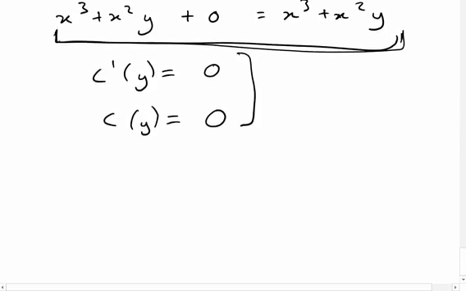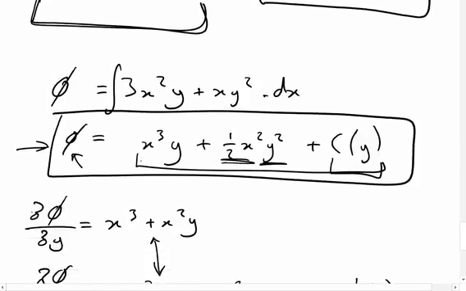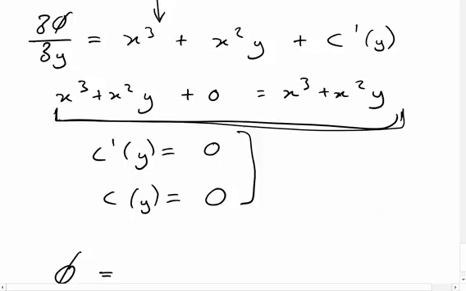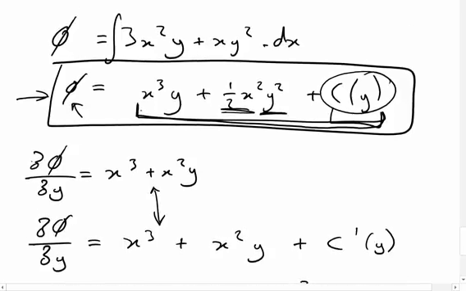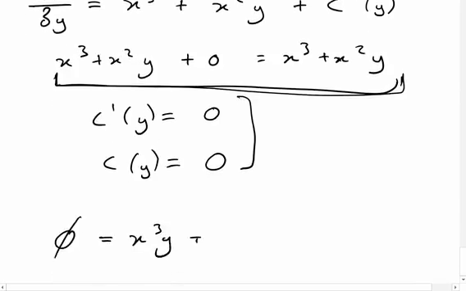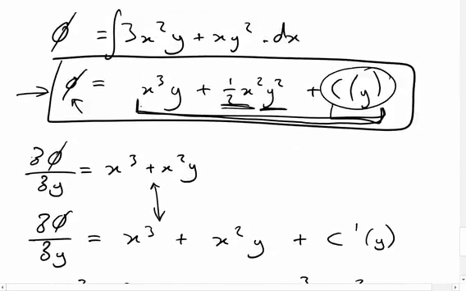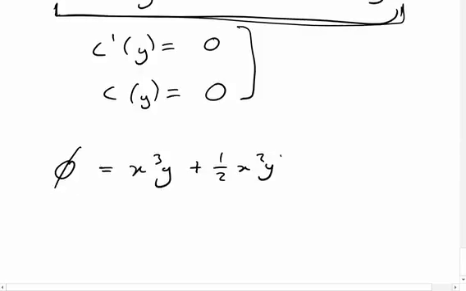So in other words, we now know that phi should just be equal to this thing. And we now know that this constant is 0. So it's just going to be x cubed y plus, what was it? Half x squared y. Plus half x squared y and y squared. And we know that the constant is just 0. Okay, so that's basically what we know phi is equal to.